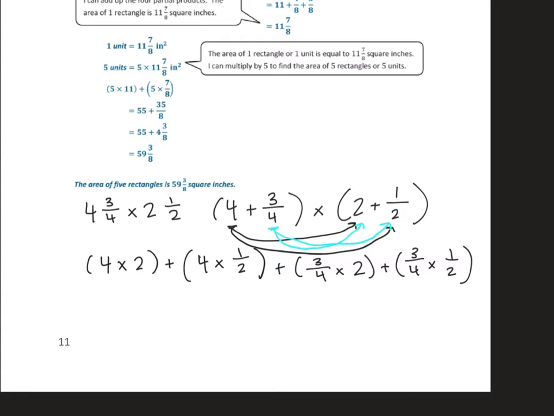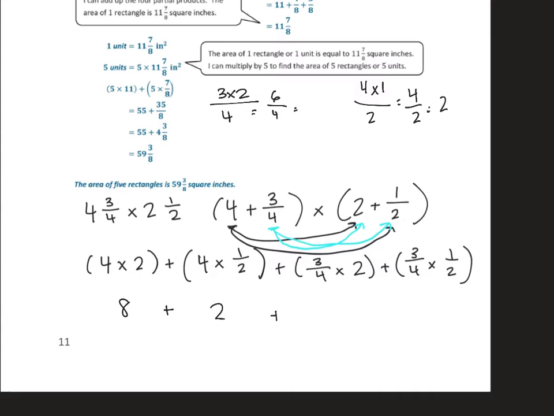4 times 2 is going to give us 8. And you can do these in parentheses or not. This part you don't have to have in parentheses. 8, okay, plus 4 times 1/2, and that's going to give me 4/2, which I know is the same as 2. Okay. I have 3/4 times 2. So that's going to give me 3 times 2/4, which is going to give me 6/4. And you can either leave it like that, or you can go ahead and put it into a mixed number. All right, your choice, whatever you think is easier.